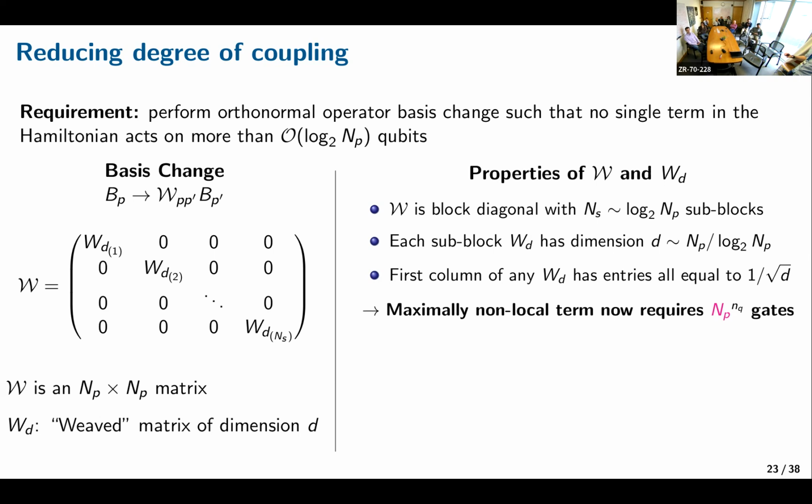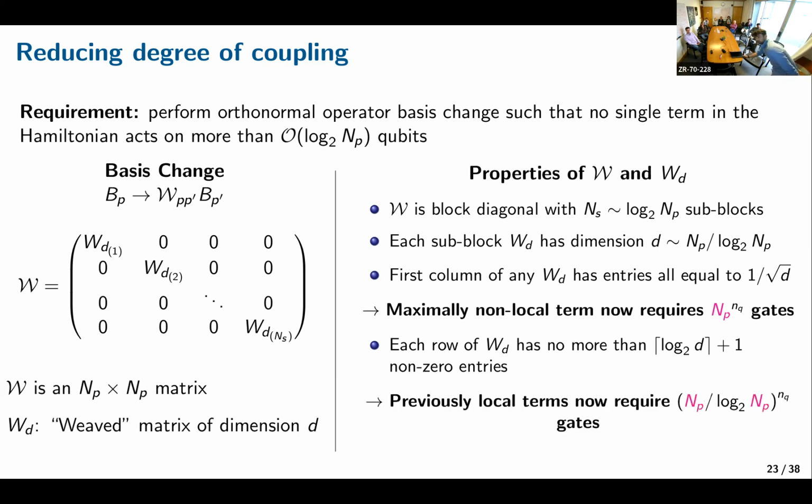However, we need to be careful that we don't reintroduce an exponential volume scaling in the previously local terms by doing this change of basis. This can be avoided by making sure that each row of these matrices on the diagonal has a limited number of non-zero elements. If you do this, these previously local terms cost more, but they are still polynomial in the volume.